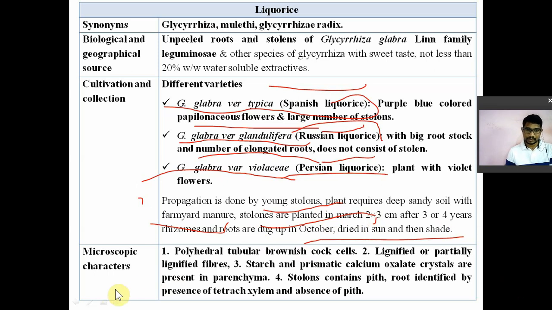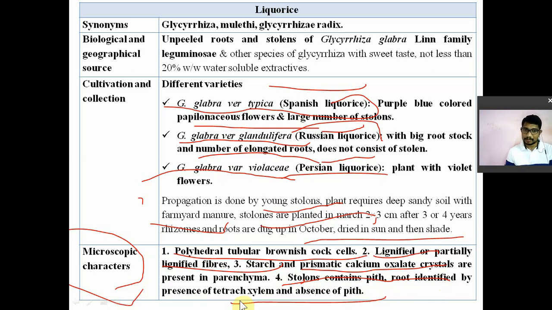Now microscopic characters. Here you will have common characters like in root: cortex, phloem, medullary rays and extracts. So polyhedral tubular brownish cork cells, lignified or partially lignified fibers, starch and prismatic calcium oxalate crystals, which are present in the parenchyma. Stolons contain a root, identified by the presence of tetrarch xylem. Remember lignified fibers, prismatic calcium oxalate, polyhedral tubular brownish cork cells, starch, and lignified and partially lignified fibers under the microscope.